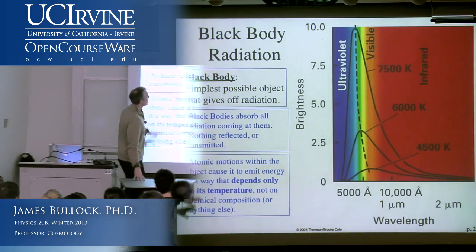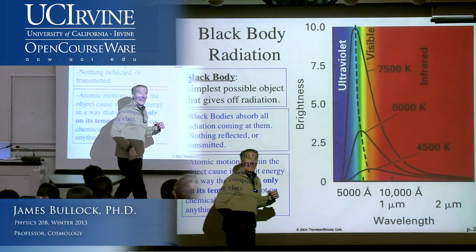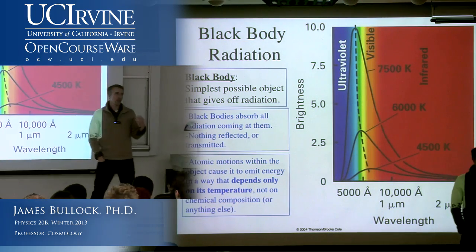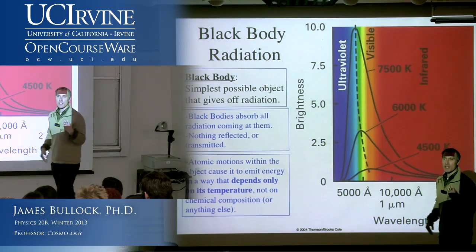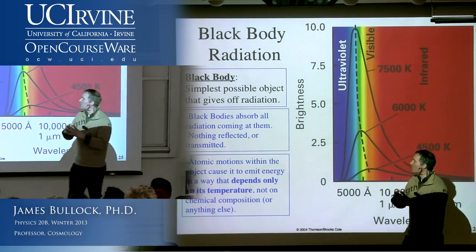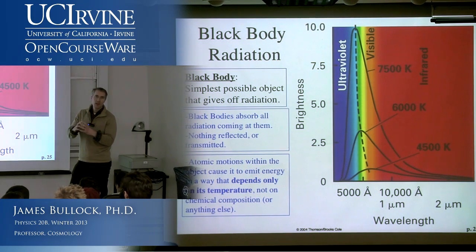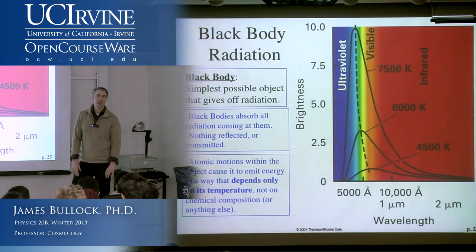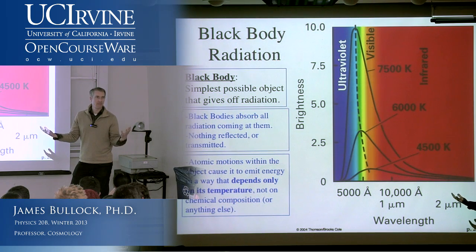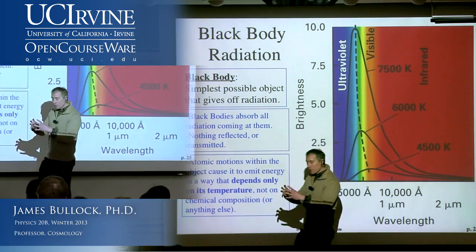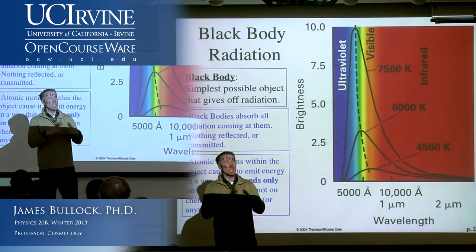So now that I've introduced this idea, let me be a bit more precise. This term black body is actually a theoretical construct that applies to a very specific thing. It's the simplest possible object that can give off radiation, in the sense that it absorbs all radiation coming at it. It doesn't reflect anything, and that's why it's called a black body. No light is reflected, and in fact nothing is transmitted, so the only light you see coming from it is the light being given off because of its heat.